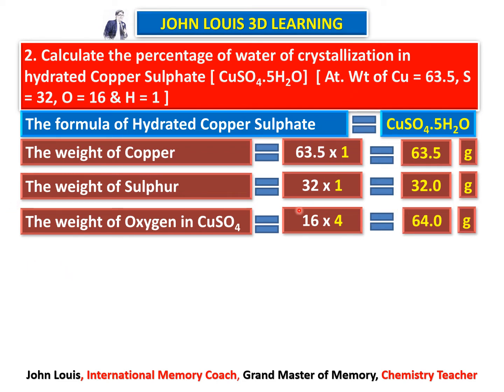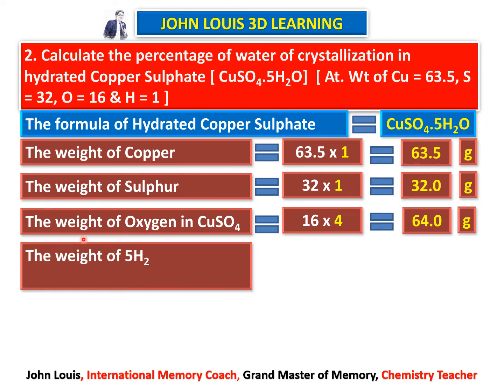Now we need to find out the weight of water separately. Only then can we find out its percentage. The weight of 5 water molecules in CuSO4·5H2O is 5 into: what is the atomic weight of hydrogen? 1. How many hydrogens are there? 2. Therefore 1 into 2. Then oxygen is 16, and there is 1 oxygen, so 16 into 1, 16. Hydrogen is 2 and oxygen is 16, so if you sum up, you will get 18 grams. That is the weight of one water molecule.